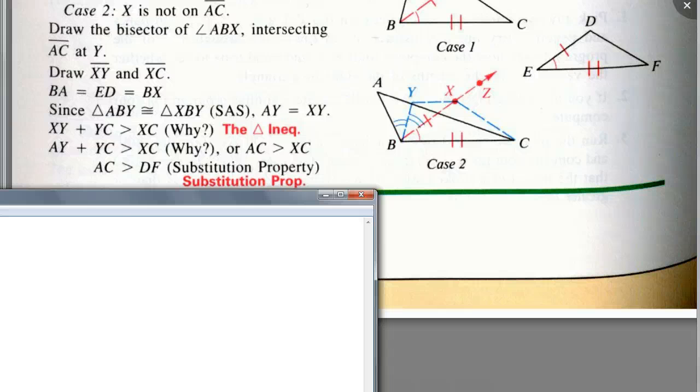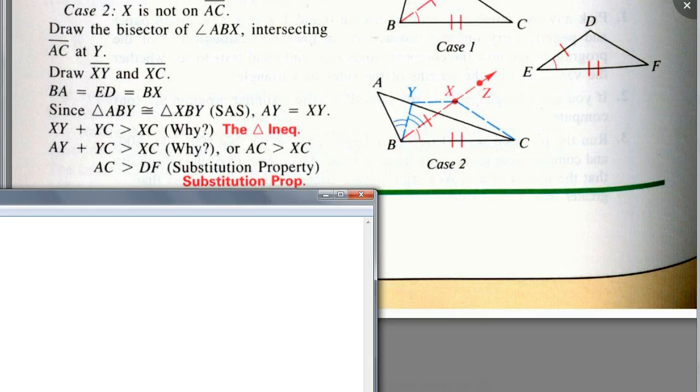Do you see why AC is greater than DF now? Josh, you had a question. I thought substitution was equal. Yeah, these are equal, right? The length of XC is equal to DF. So are we using substitution for inequality? That's a good question. Is that what we're doing? No. In place of XC, what are we plugging in? DF, the one that has the same measurement. We're not replacing the inequality symbol, we're just replacing XC, because they have the same measure. But what's more important is that you understand why AC is greater than DF now. Do you see how they did this?